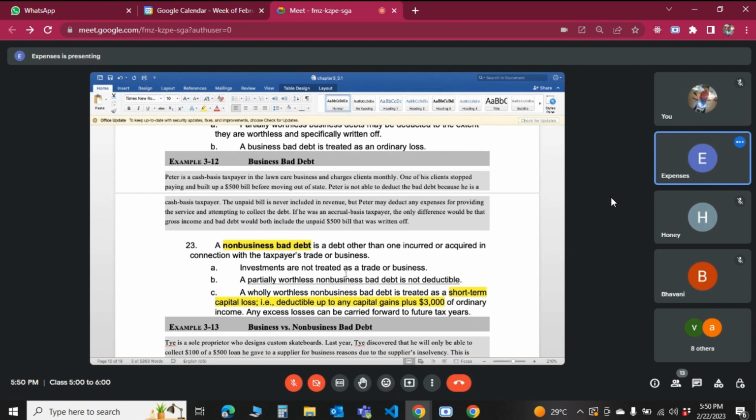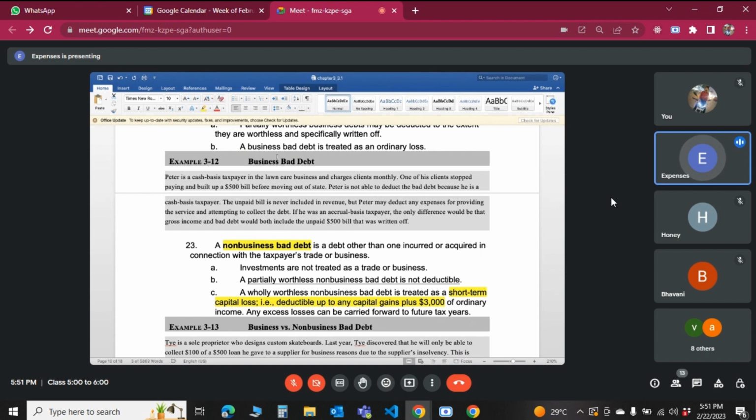But if there is a security that the person has invested in and it is partially worthless, you cannot claim that as an expense or as a loss. It has to be fully or wholly worthless. We need to get some kind of letter in writing that the company is completely bankrupt. There is no chance of getting anything back. Then only you can take it as an expense or as a loss, or as a deductible item.